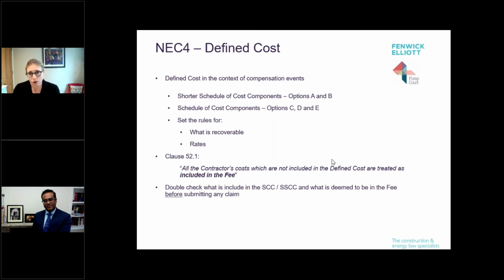First stop: what is in the fee, what is in defined cost. You need to establish that, because otherwise you could spend hours putting together an amazing claim on an element of your claim and find it's all in the fee, and that was a complete waste of time.